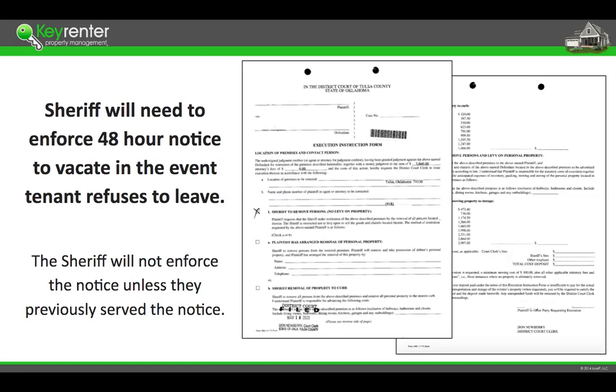If you think that it's going to be kind of an ugly situation, always have the sheriff do it. If it's not, and you think the person's already gone or something, then do it with a private process server, no problem.